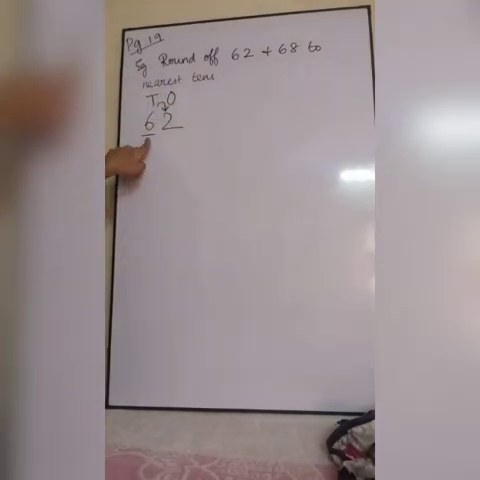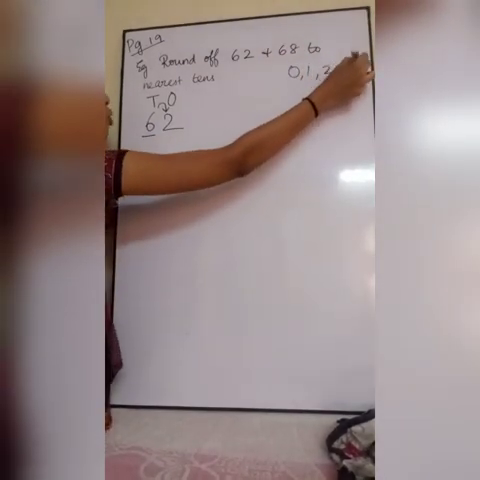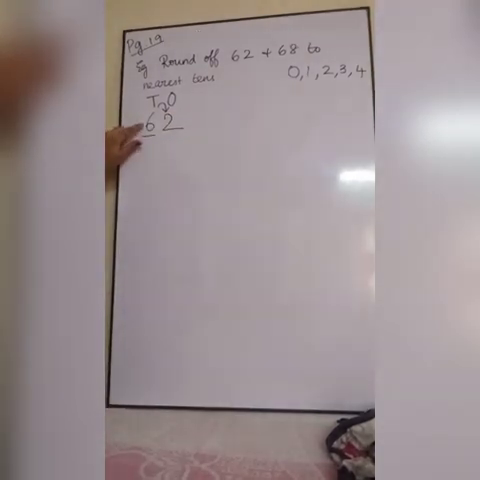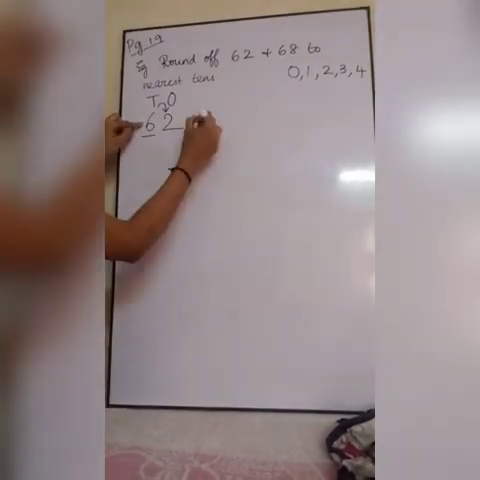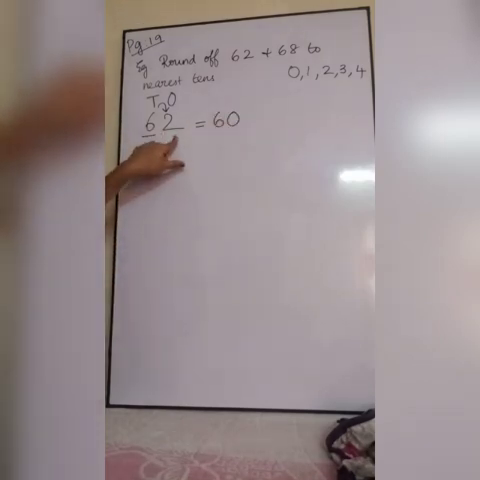Okay, you have to round off to nearest tens. So you should check the ones place. What is the ones place value? 2. I told you 0, 1, 2, 3, 4. If these 5 numbers come, no changes in this tens place. I will write this tens place as such, then 0. After this, whatever digits are there, you should put 0.